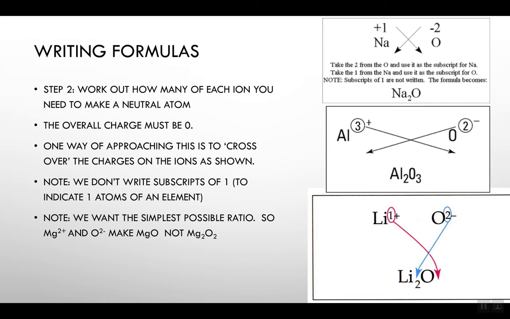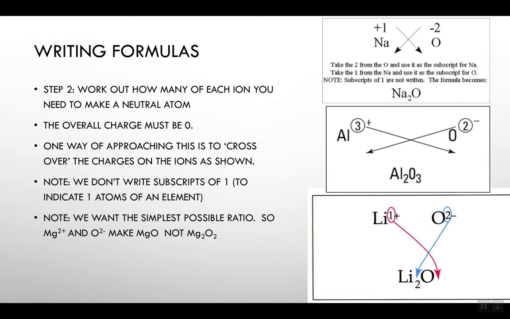The 1 from the sodium up top gets crossed over to the oxygen. So we need 1 oxygen. Okay? And we know that's true because from 2 sodiums we get 2 positive. From the oxygen, one of them we get 2 negative. Put them together, you get an overall charge of 0, which is what we want.